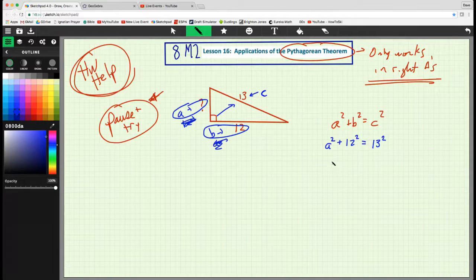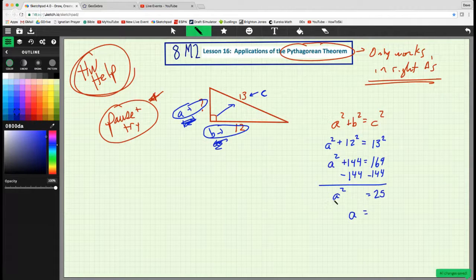So let's square these numbers and solve as best we can. Subtract 144 from both sides. Keep simplifying, and we get A squared equals 25. This is working out nicely. And now we get A equals, what number times itself? So this is A times A equals 25. What number does that have to be? That has to be 5. A has got to be 5. So in this case, this length is 5.